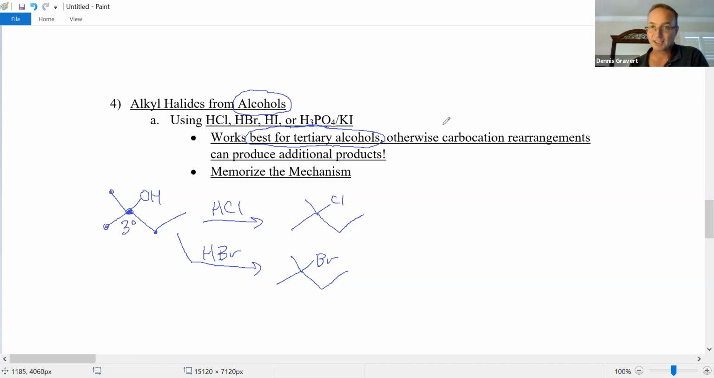If you have a secondary or a primary alcohol, you might get a carbocation rearrangement, or you may get no product at all. Sometimes the carbocations just won't form. So this is a big red flag. I try to avoid using these reagents unless they're tertiary, because these are cheap in the lab. Every chemistry lab is going to have a little HCl somewhere. So you can do this reaction pretty easily, but it only works best if you have tertiary groups. Memorize the mechanism. It's actually not too bad.